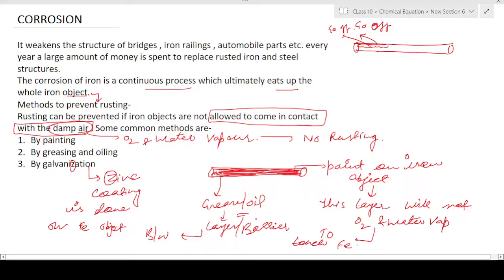Now again the concept is the same. The zinc layer or coating will create a layer or a barrier between the iron and the atmospheric gases, that is the oxygen and the water vapor, and thus the metal will not come in contact with the oxygen and the water, and there will be no rusting, right?